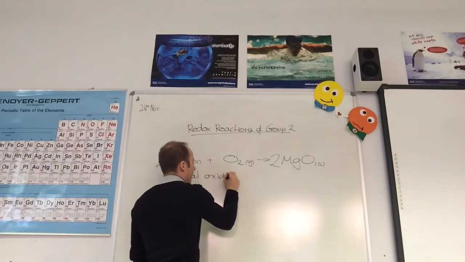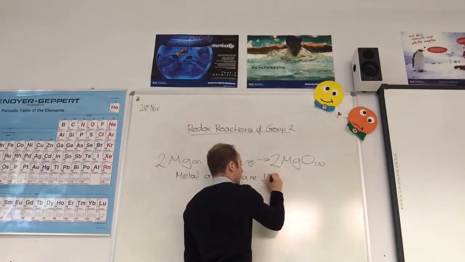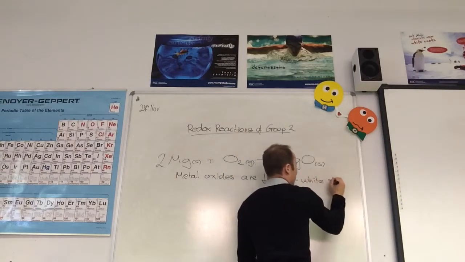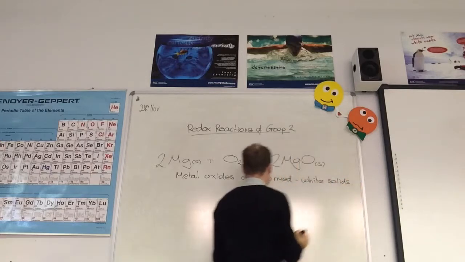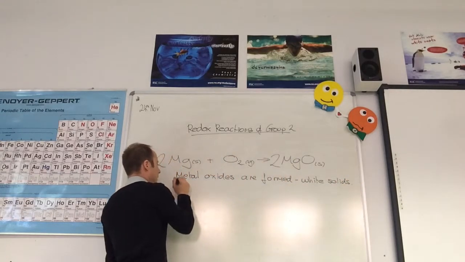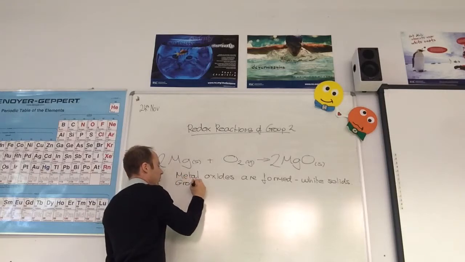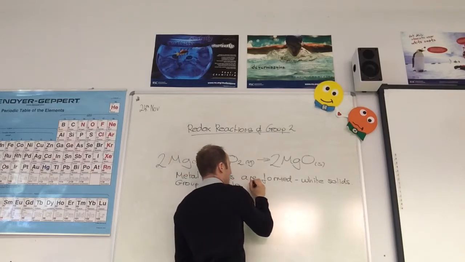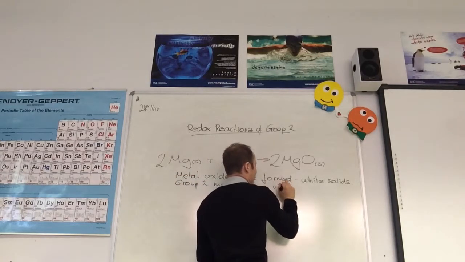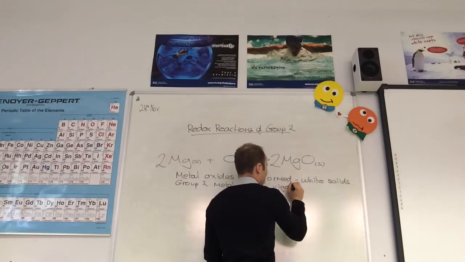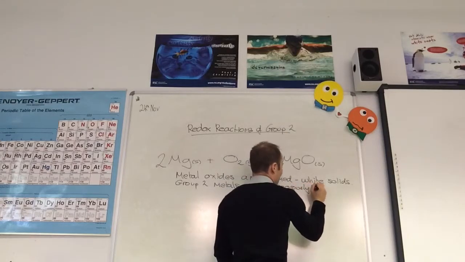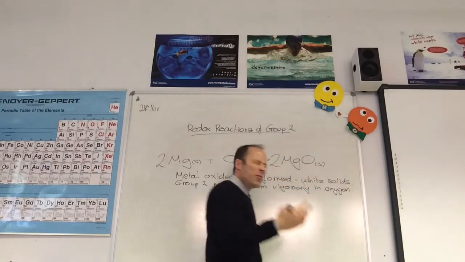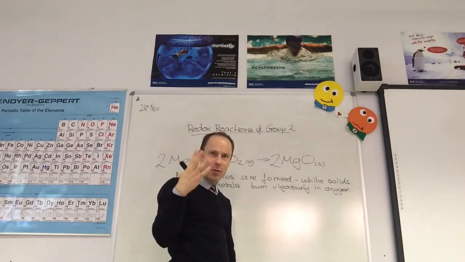Metal oxides are formed. These are white solids. Group 2 metals burn vigorously in oxygen. So do you remember the magnesium reaction where you light your magnesium? White flame.